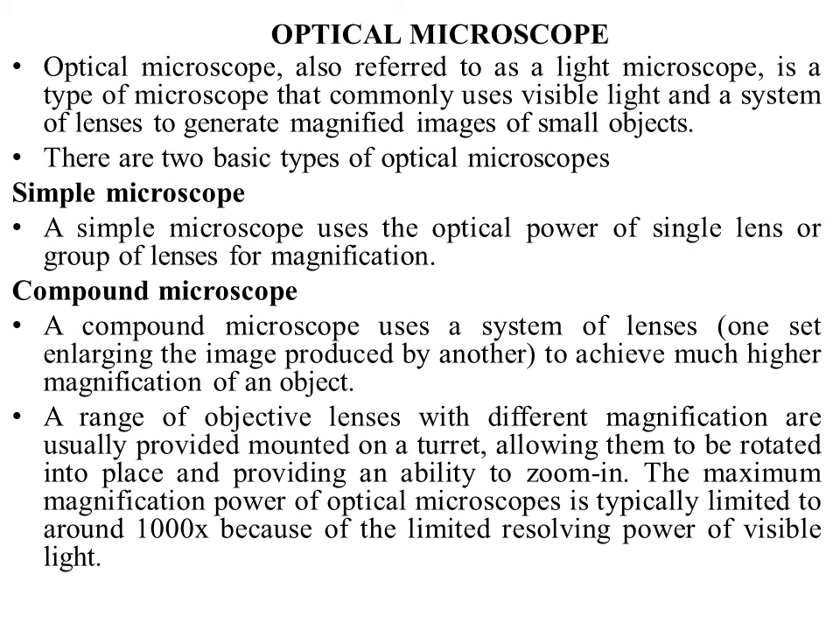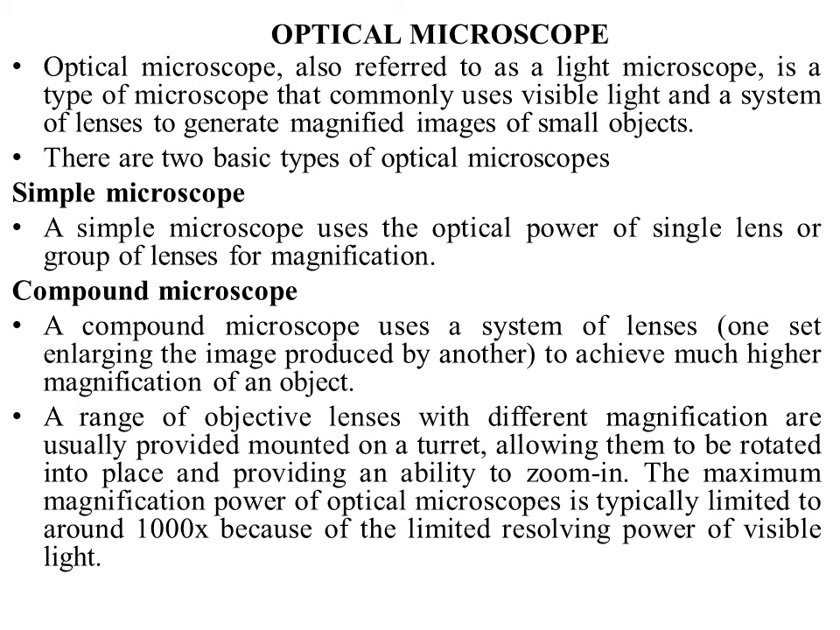Here a range of objective lenses with different magnifications is provided in the compound microscope. A number of lenses are mounted on the turret, which allows us to rotate them, and we can have the zooming option also. With this type of microscope, we can achieve a magnification of 1000x by using visible light.